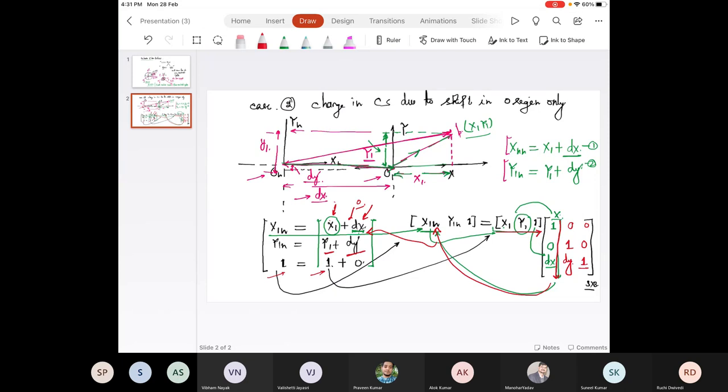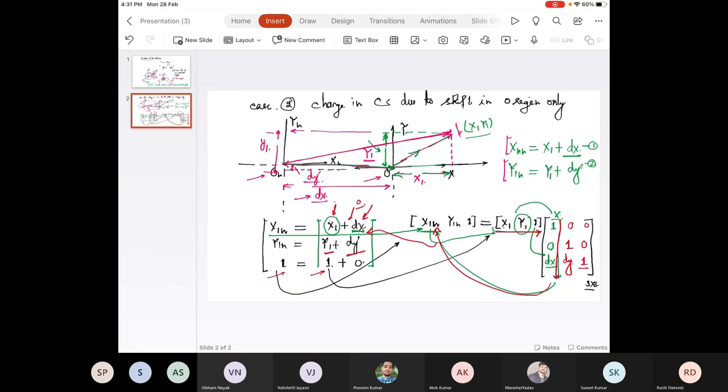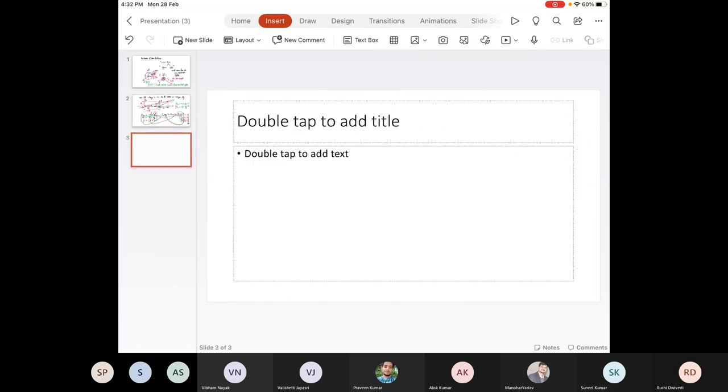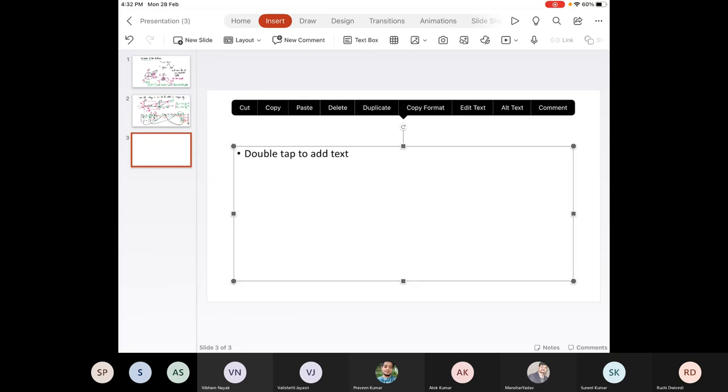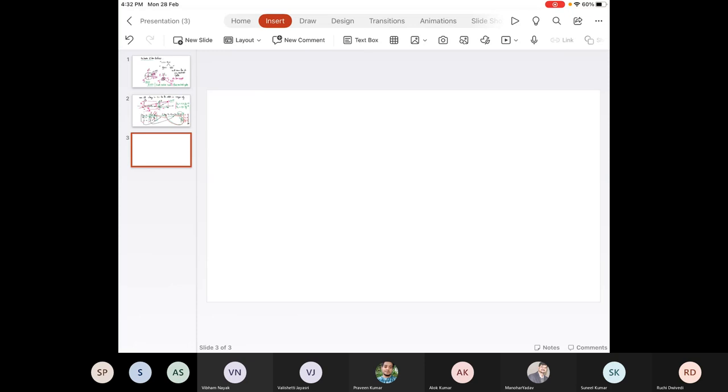Now the third case. The third case is when we need to apply both rotation and translation.